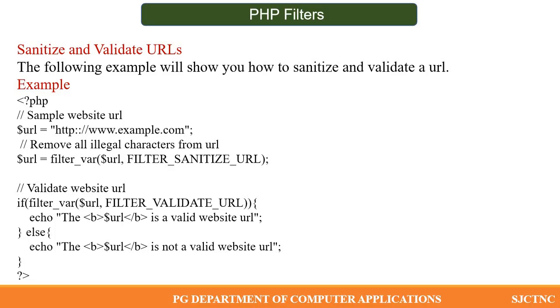With the filter_var function, the URL with FILTER_VALIDATE_URL will be used to check whether it is a proper URL or not. If it is a proper URL, you will get the message www.example.com is a valid website URL. Otherwise, you will get the else part message that www.example.com is not a valid website URL.